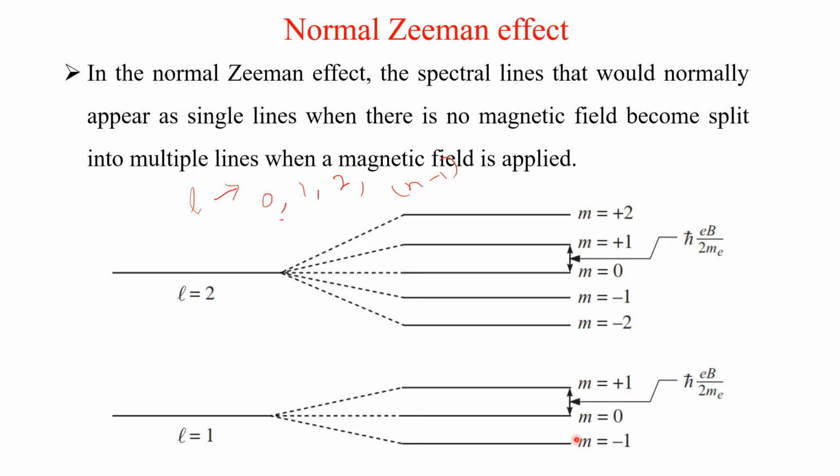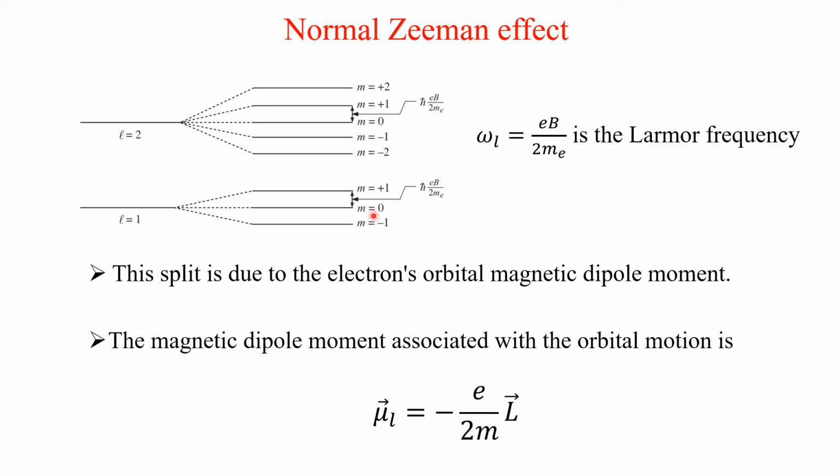This is the case of normal Zeeman effect, without considering the spin of the electron. We are going to see in detail about normal Zeeman effect. Just now we have seen in the case of hydrogen atom, when you apply the magnetic field, you will get a splitting of spectral line. Also we have seen eB by 2m_e, that is called Larmor frequency. That is the frequency due to the rotation of the electron due to the applied magnetic field.